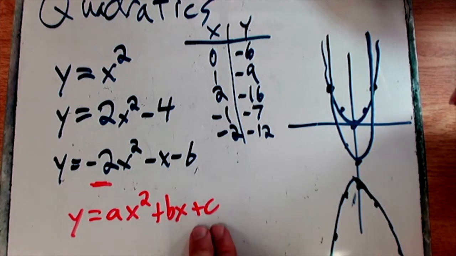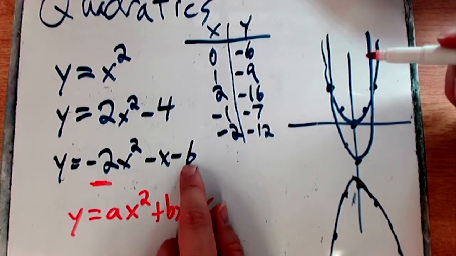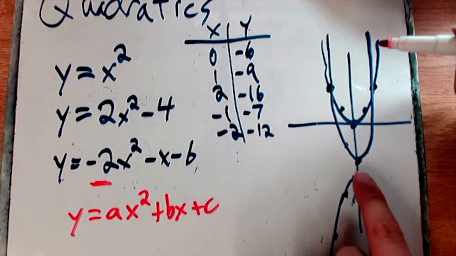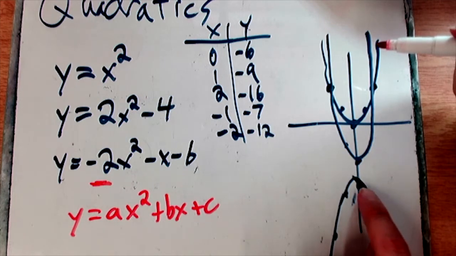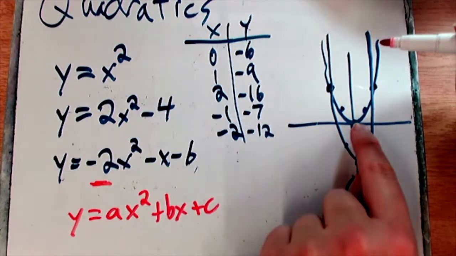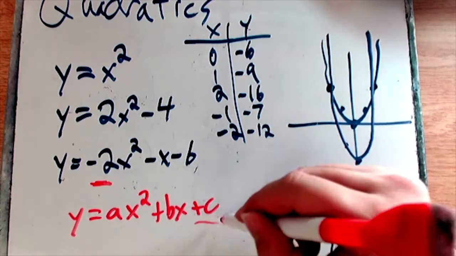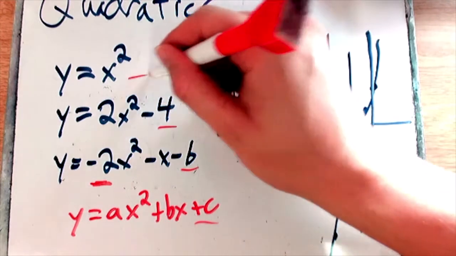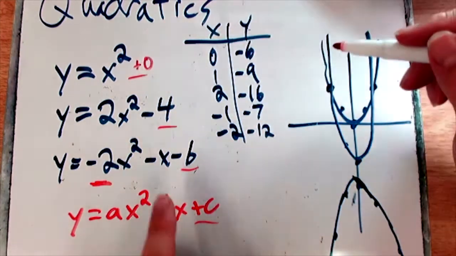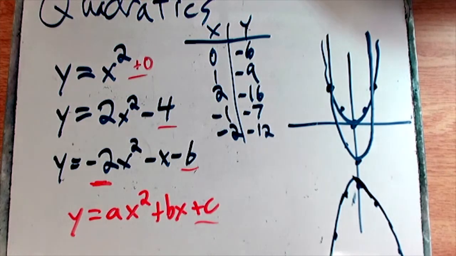But then there's c. And you should have noticed by now that c, that last digit, is where the y-axis hits. So for example, this is negative 6, this is negative 4, and this is right at 0. So c, that last value here, in this case plus 0, shows where it intersects on the y-axis. And that is what you can write for those answers.